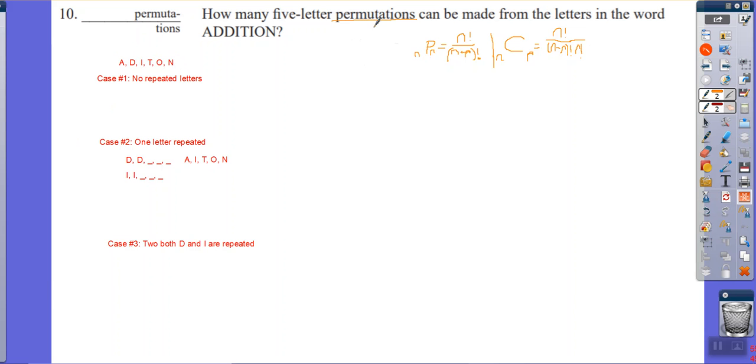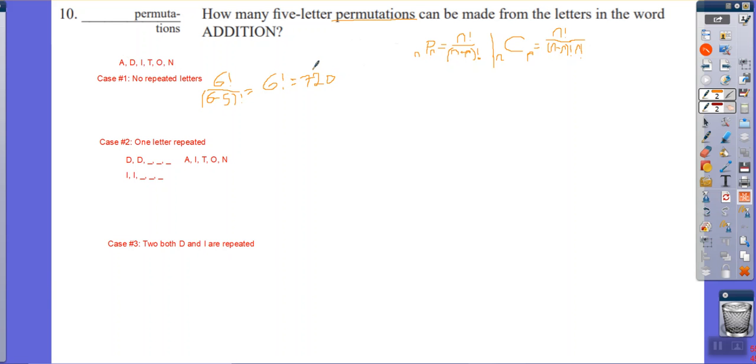Now, case 1 is the most pure of the permutations. No repeats. So I have 1, 2, 3, 4, 5, 6 letters. So that's going to be my n value. So I have 6 factorial, and then I'm going to divide it by (6 minus 5) factorial, because I only need 5 of the 6 letters. So we get 6 factorial over 1 factorial. 1 factorial is just 1, and so we get 6 factorial. And 6 factorial, as I'm sure you know, 6 times 5 times 4 times 3 times 2 times 1 is 720.